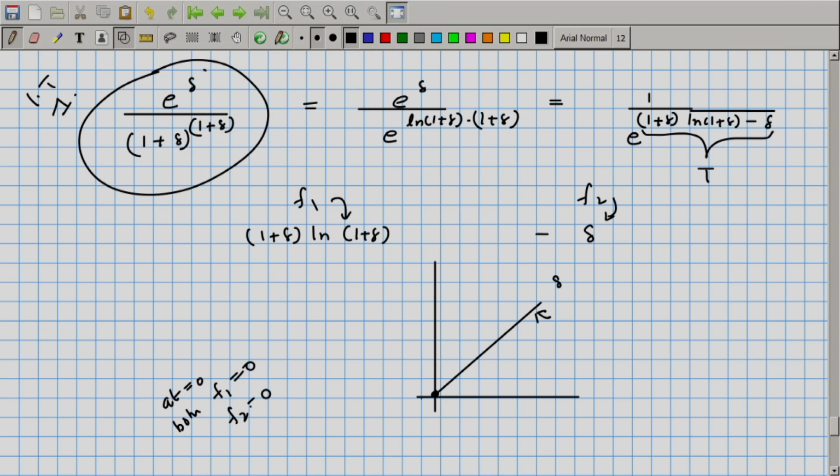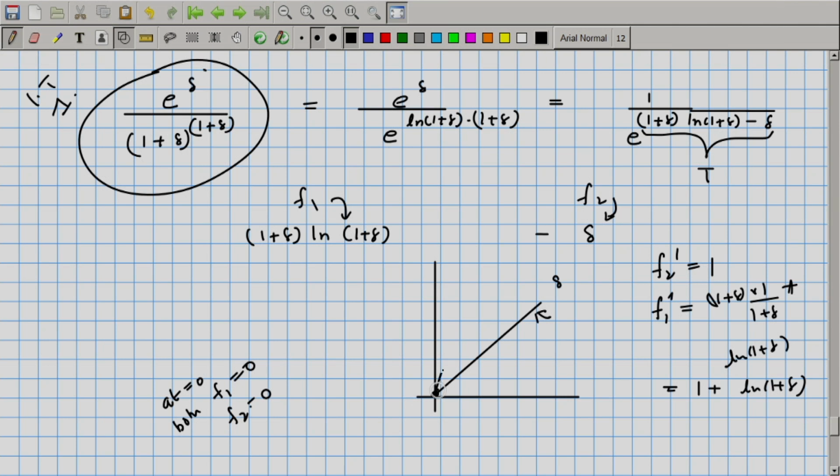So, f1 and f2 agree at 0, and if you look at the derivative of f2, that is, f2 prime is 1, f1 prime is going to be 1 plus delta into 1 by 1 plus delta plus log 1 plus delta, that is going to be 1 plus log 1 plus delta. So, f1 is a function which grows faster than f2, okay, and they agree at 1.